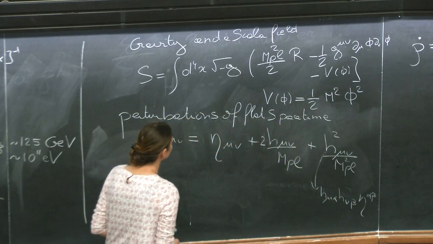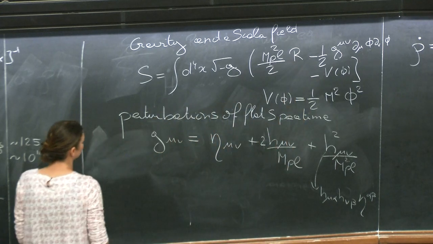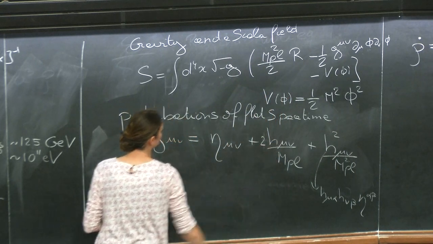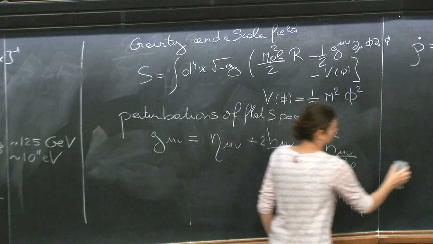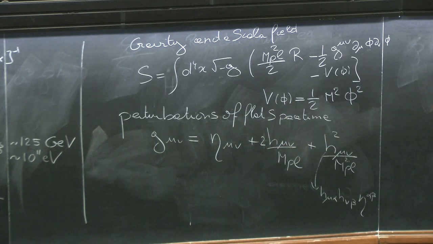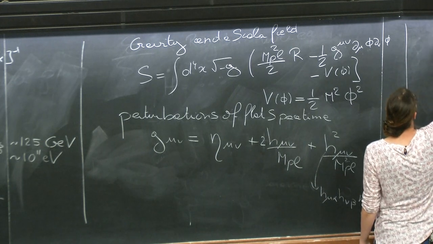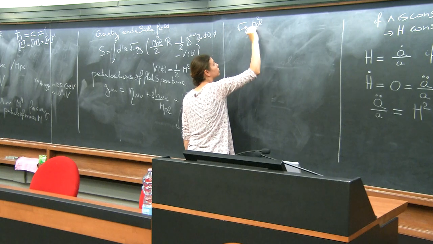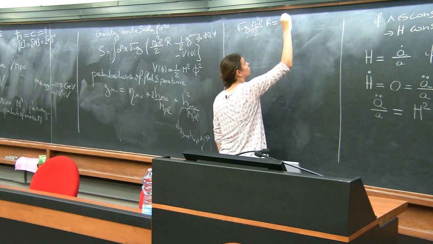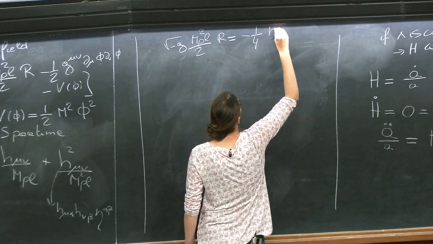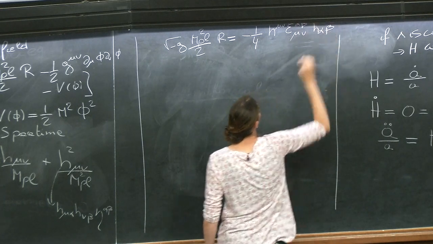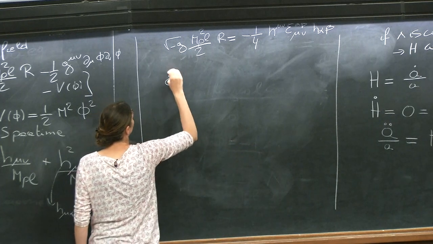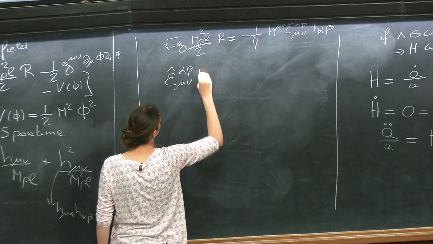Doesn't matter too much. Then what you could do is expand this scalar curvature, or this Einstein term in here, in fluctuations. What you would get at leading order is h mu nu. Well, let me just do it exactly. We'll have square root minus g M Planck squared over 2 R. This is actually equal to leading order to 1 over 4 h mu nu epsilon alpha beta mu nu h alpha beta. Well, this is the Lichnerowicz operator. And we have done integration by parts here.